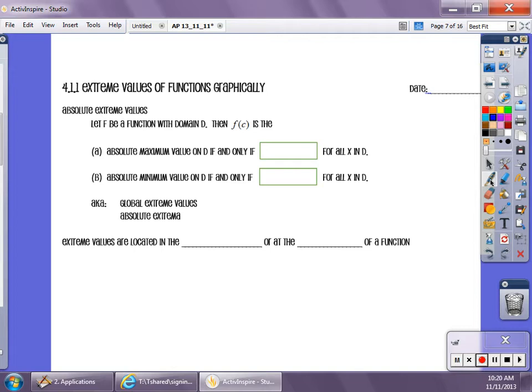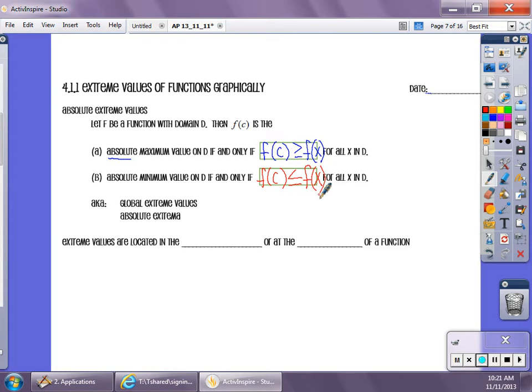So, an absolute, because you'll hear about locals, an absolute maximum value only happens when, given that y value, it must be bigger than or equal to all the other y values. So if I write f of c or f of x, that means y values. If I want it to be a minimum, then f of c has to be less than or equal to. Yes, there's an equal to the rest of the y values. So that's all it says.